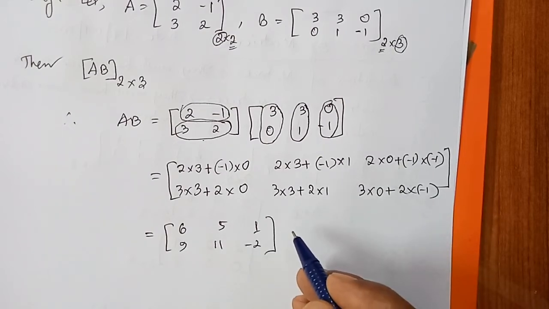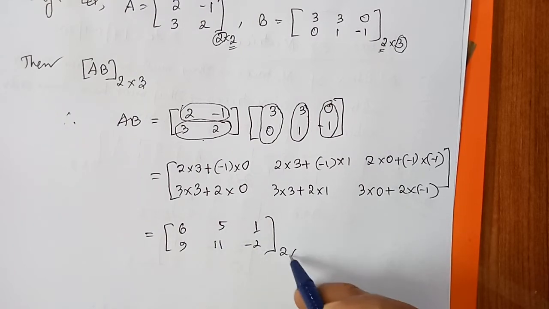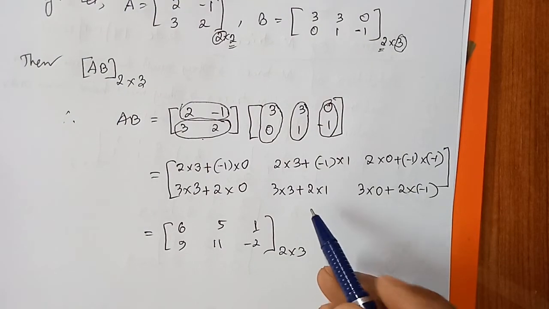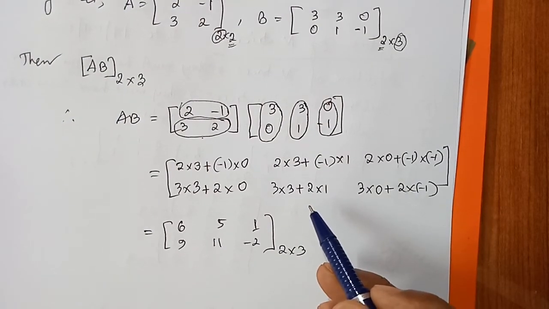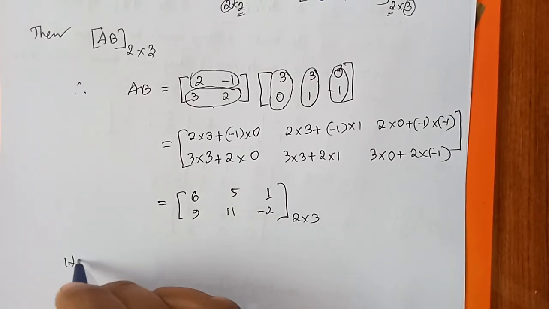So in that way I have got a product, and the order is 2 rows and 3 columns. So it is 2 by 3. Order 2 by 3 is coming. So in that way you have to find the product of 2 matrices. One more thing you have to note here.